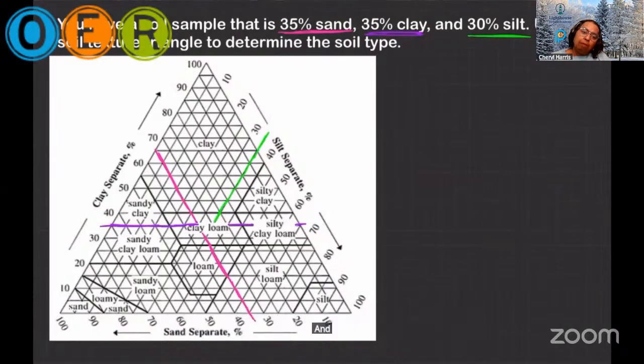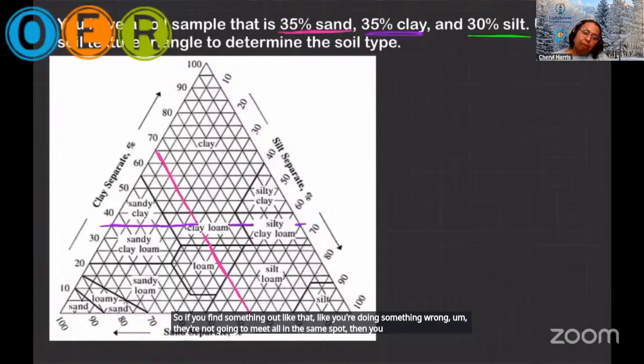And you see how I noticed that I made an error? The way I was able to notice that is I was like, wait a second, these aren't all going to meet in the same spot. So I must be doing something wrong. So if you find something like that, that they're not all meeting in the same spot, then you know that you've done something wrong. So that's a good way to test and check yourself.